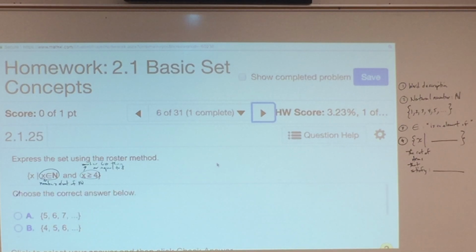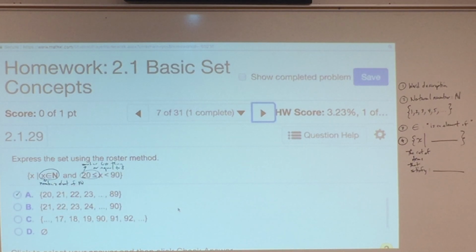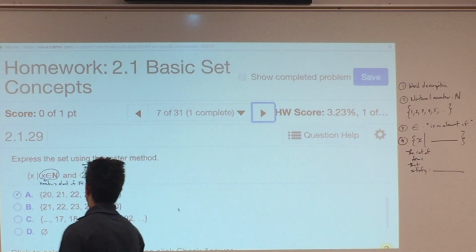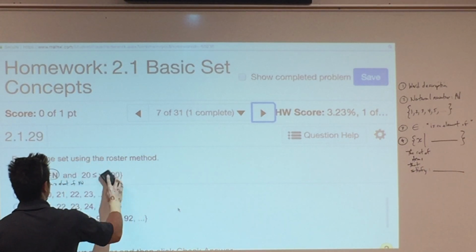Okay, so number 6, I'm going to skip because it's just like what we did. So I'm going to skip that. I'm going to move on to number 7. Number 7, I'm going to talk about because it's the first time we see a range. So let's take a look here.